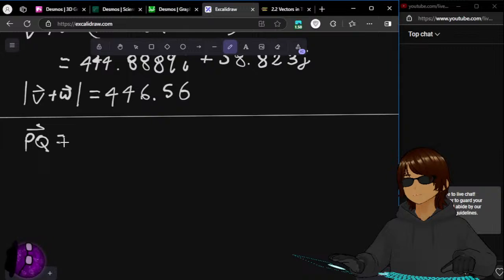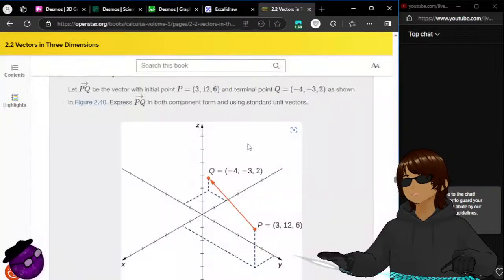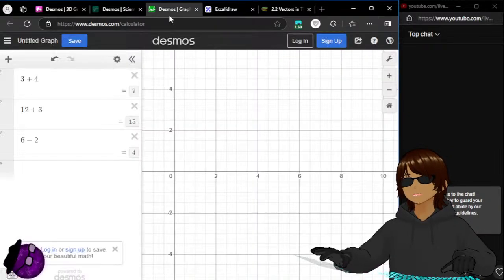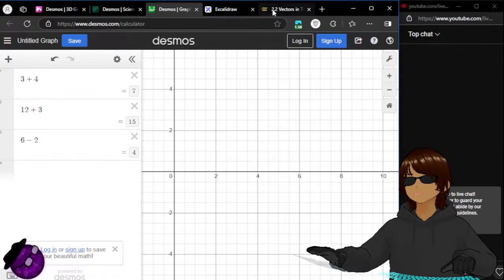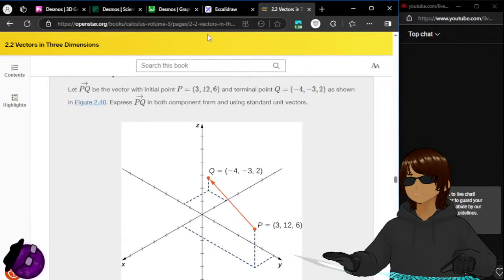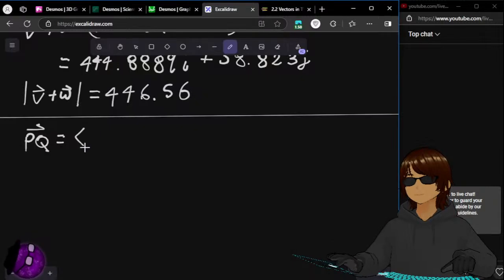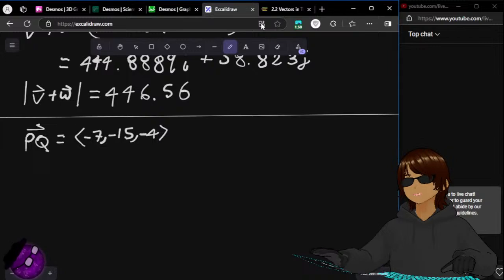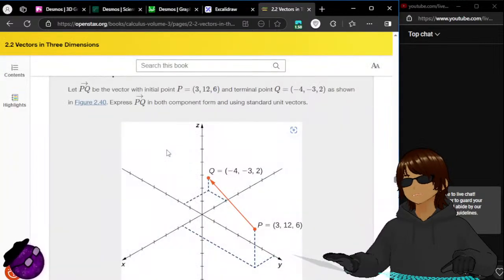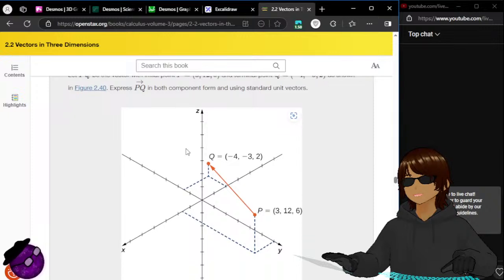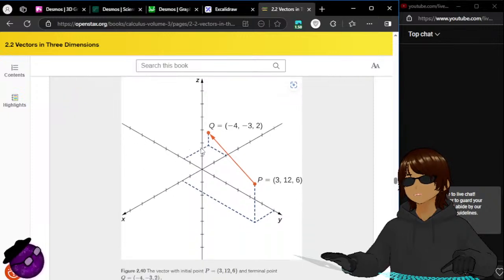PQ. Wait, shouldn't it be opposite? I did 3 minus 4, right? No, it should be negative 7, negative 15, negative 4. And we can represent them with i, j, k. Let me see. Yeah, it's going downwards.